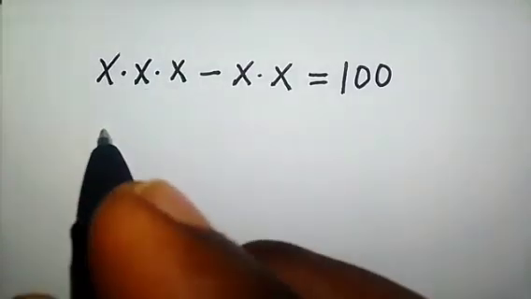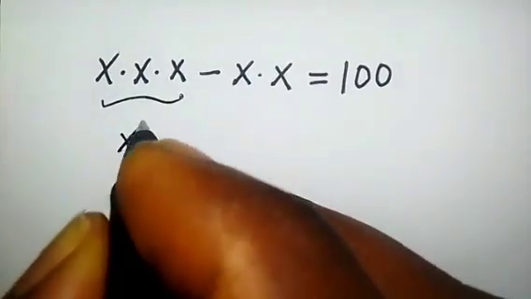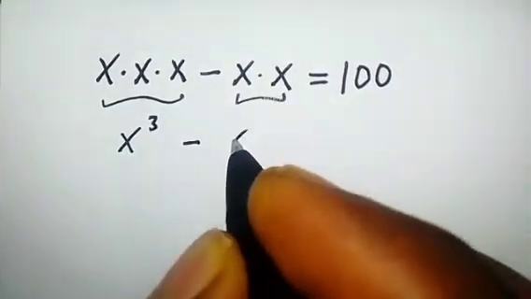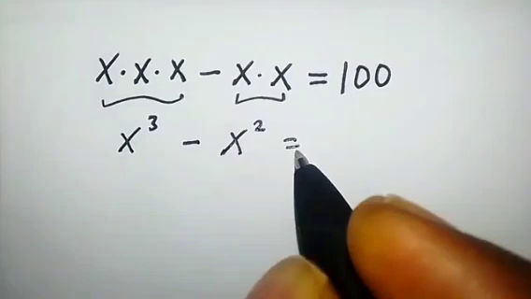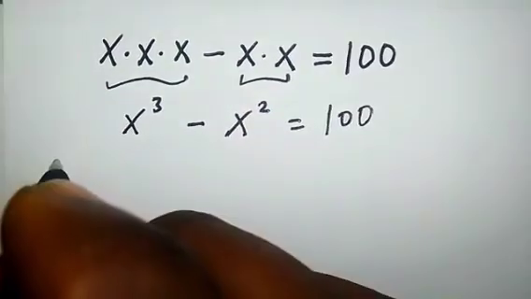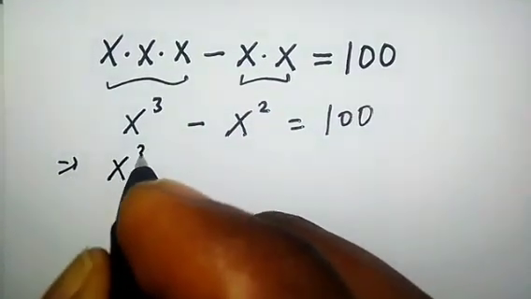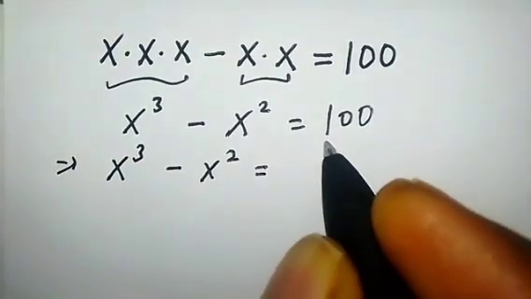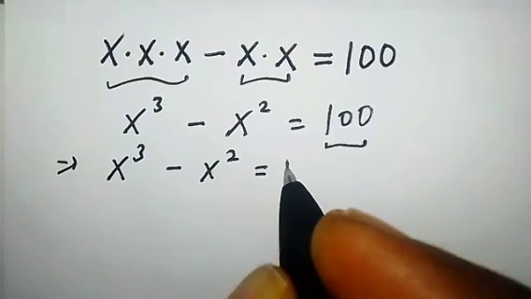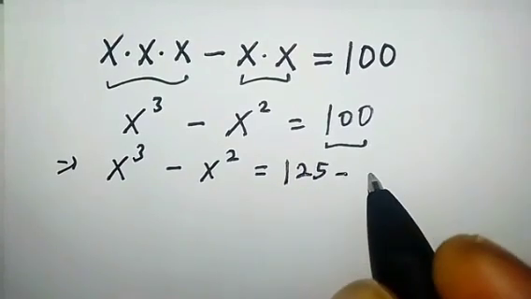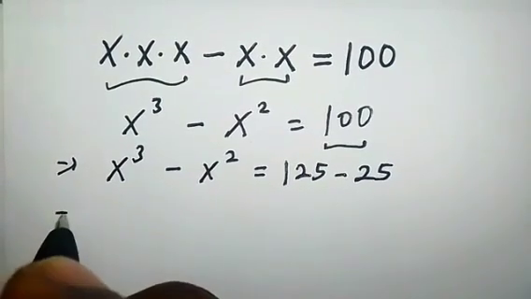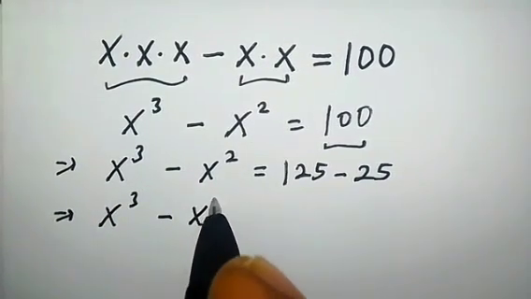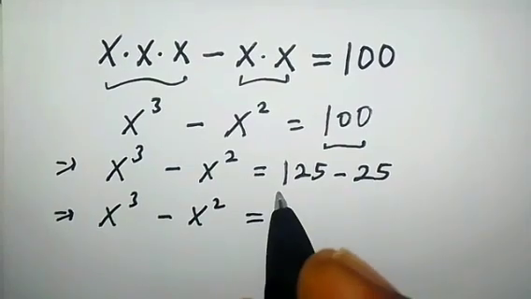x times x could be written as x squared, so x to the power of 3 minus x squared equal to 100. This means that x to the power of 3 minus x to the power of 2 equal to 100 could be written as 125 minus 25. This implies that x to the power of 3 minus x to the power of 2 is equal to 125.